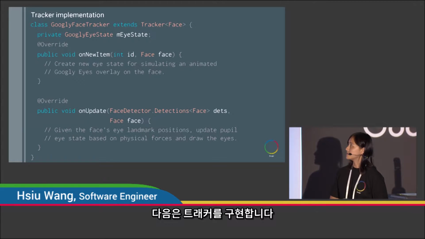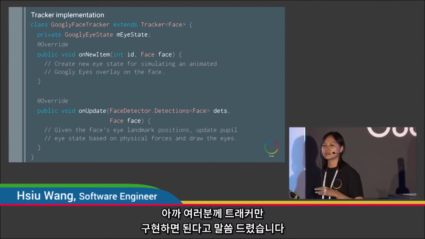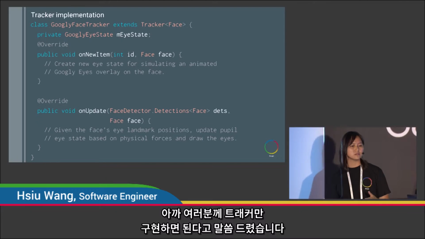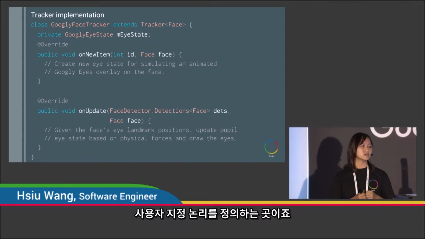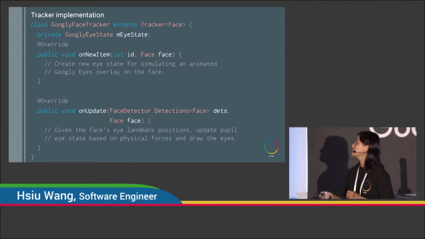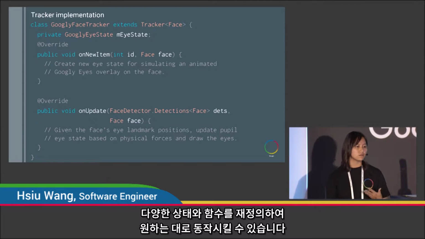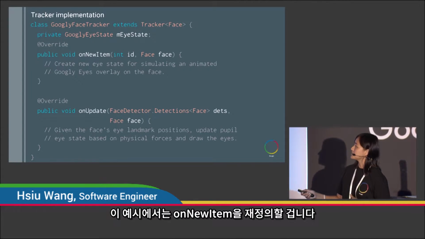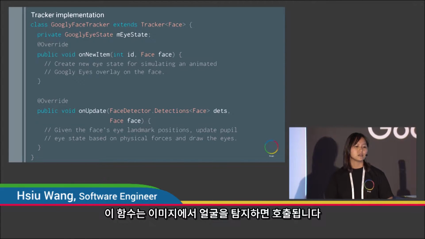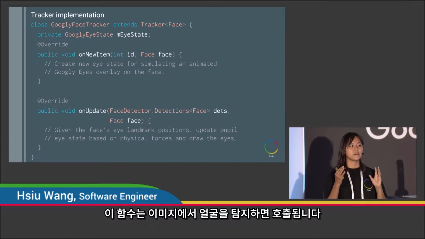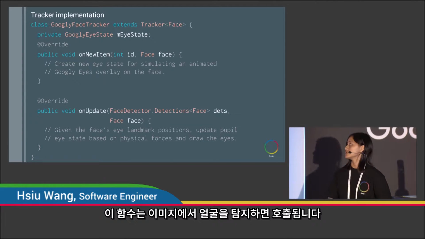Here is a tracker implementation. Remember, we're saying the tracker is the only thing you need to implement, and that's where your custom logic is going. There are various different state functions you can override to do what you want. In this particular example, we are first overriding the new item function. This function is called when a face is first detected in the image.